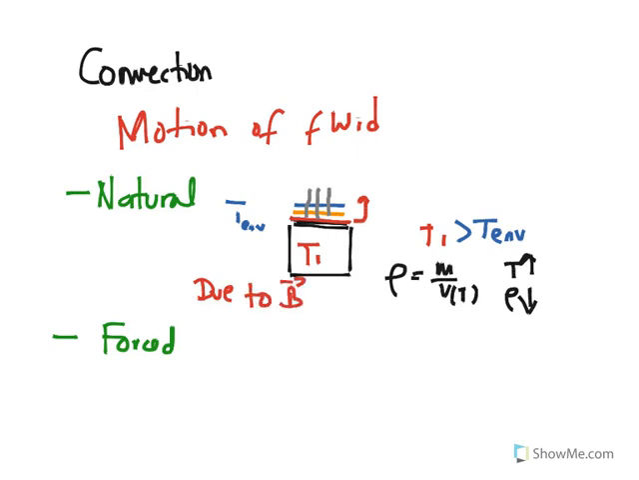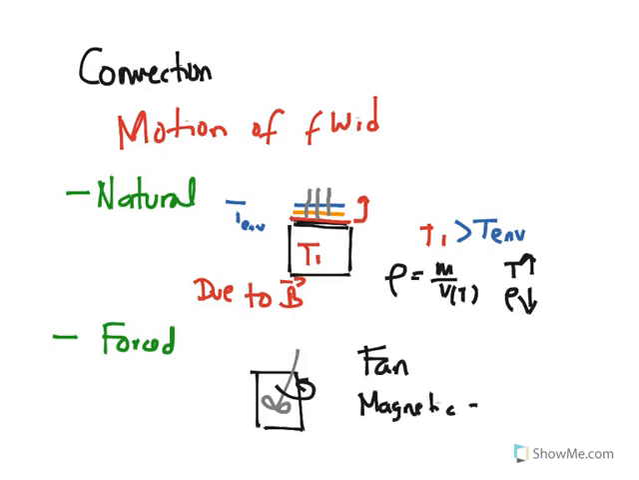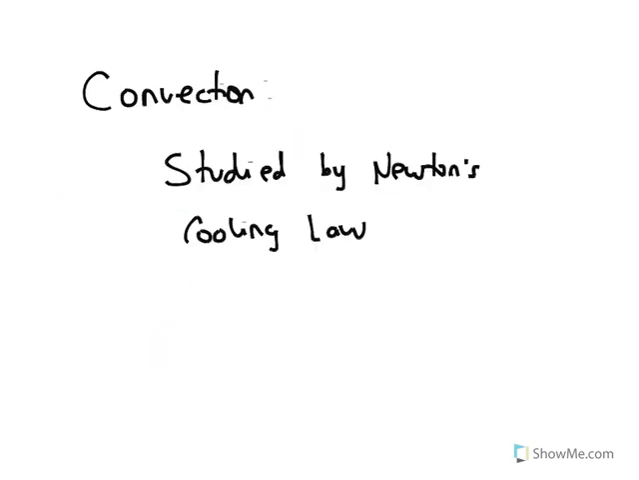Forced convection is, for instance, if we have a system which is providing energy or motion, providing more motion. This could be, for instance, a fan or some magnetic stir bar. So this is forced convection. Convection is studied by Newton's cooling law.